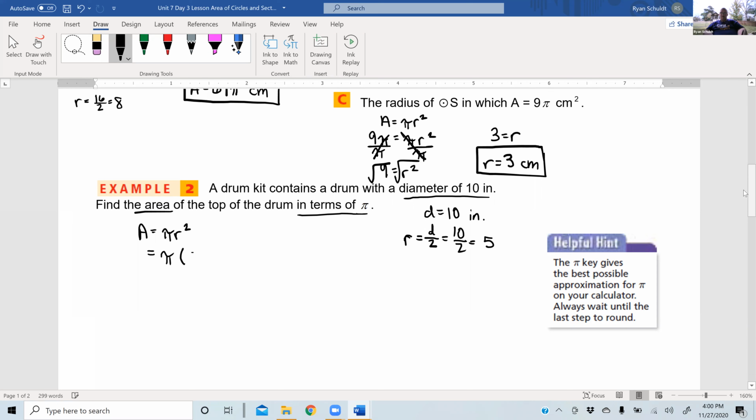Pi times 5 squared. Now it says give it in terms of pi, so do not put pi in the calculator. Just put 5 squared. 5 squared is 25. Bring your pi down, and we're in inches. So 25 pi inches squared. Inches squared is your area.